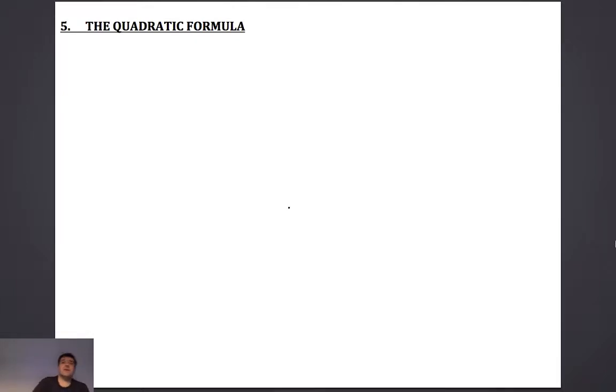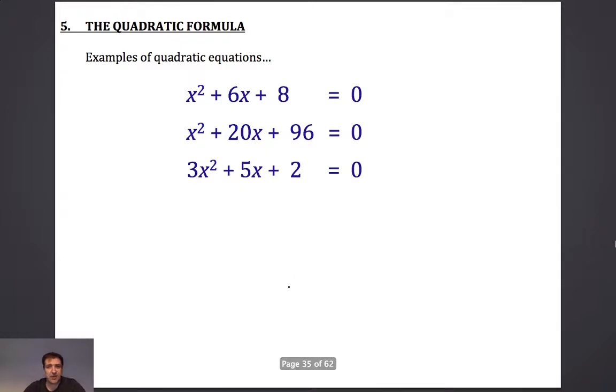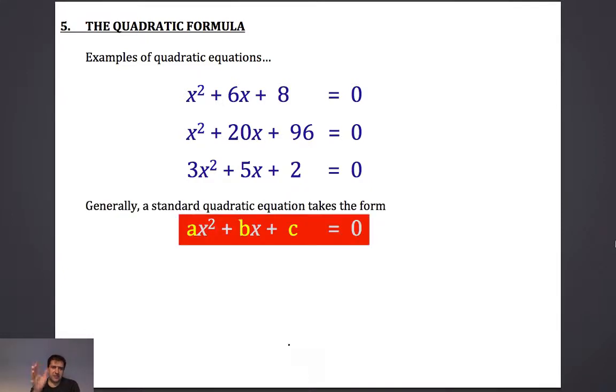So chapter 5 of MYP4 unit 1 is called the quadratic formula. So we've seen some quadratic equations: x squared plus 6x plus 8 equals 0, x squared plus 20x plus 96 equals 0, 3x squared plus 5x plus 2 equals 0. They all have a particular form to them, and that's some number x squared plus some number x plus some number on the end equals 0.